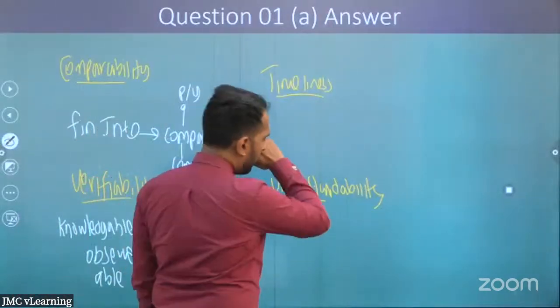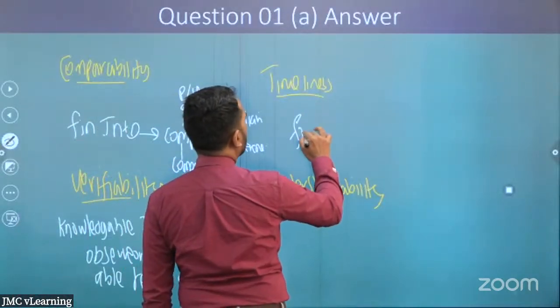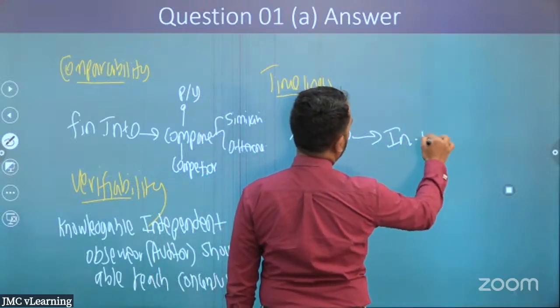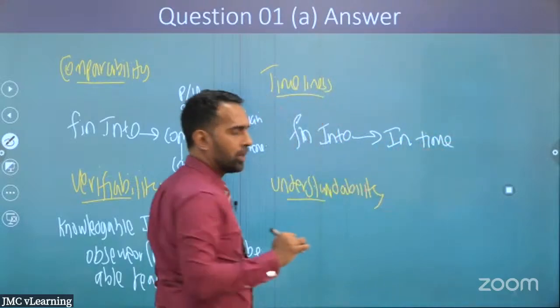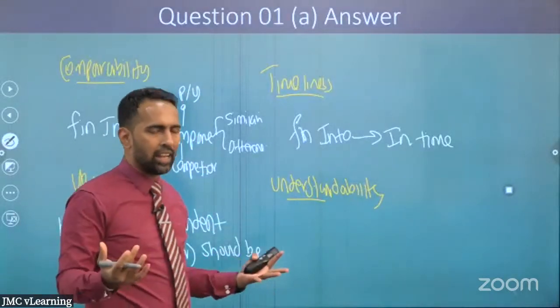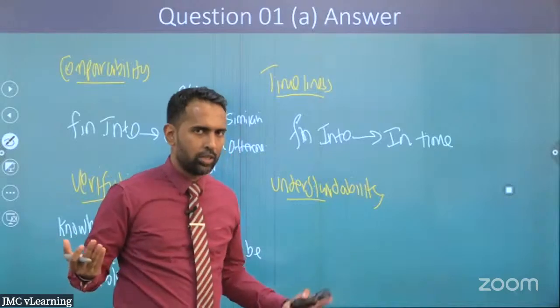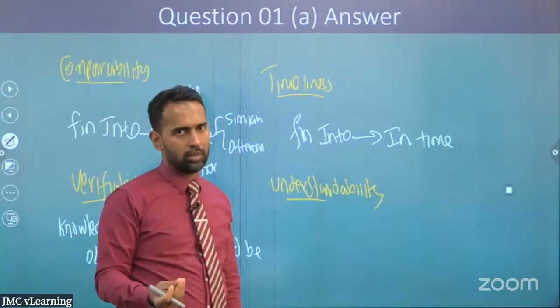Timeliness. Financial information shall be provided in time. Information that is delayed has very little value. No matter how reliable the information is, you need to have it in time. Clear?